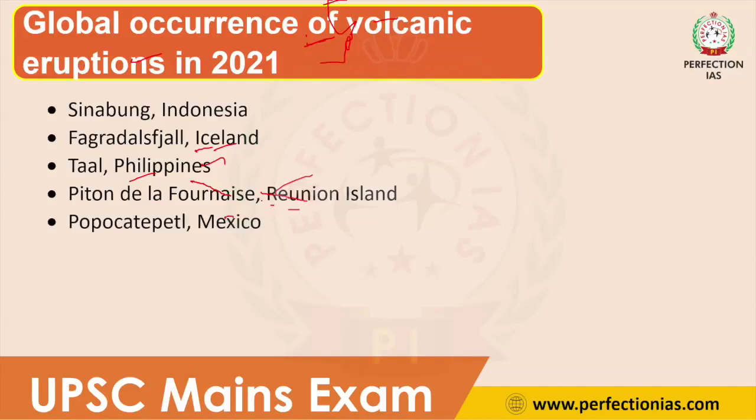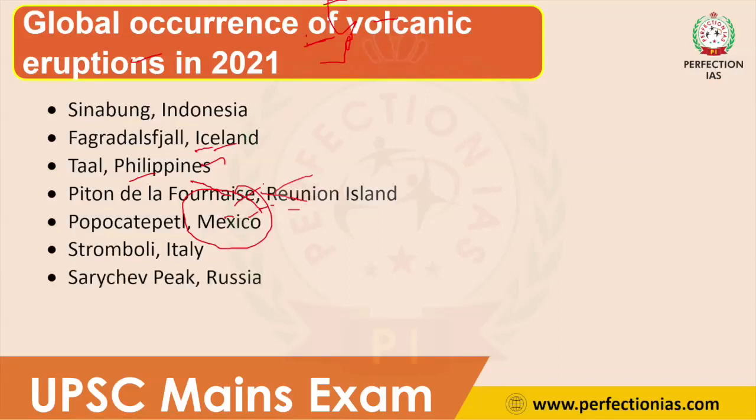Then Popocatépetl, in Mexico. Then Stromboli, which was one of the most violent volcanic eruptions in 2021. Then Mount Sarychev Peak in Russia. These are the major volcanic eruptions that happened in 2021. This is a little bit factual and there is no other way; you have to memorize the important sites.